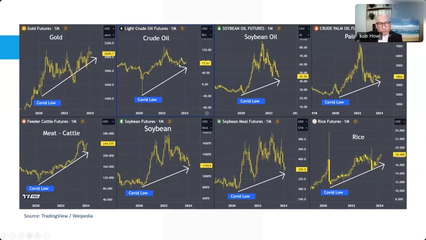crude oil has been going up, it retraced. So is palm oil. It's been going up, but it's retraced. But compared to crude oil or the COVID period, the markets are generally still higher. And we could see that rice is moving up and the meat is moving up as well.